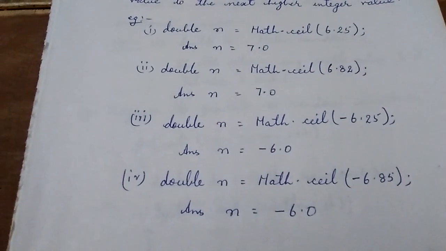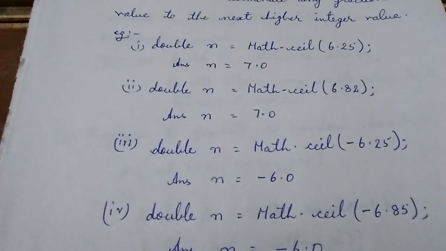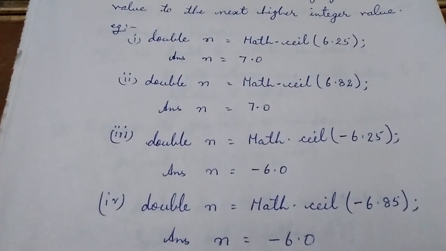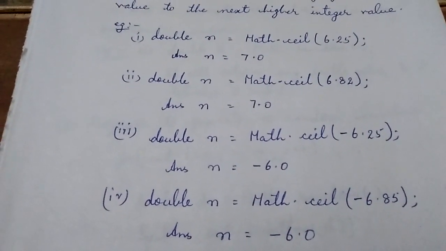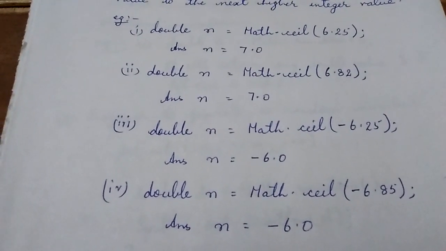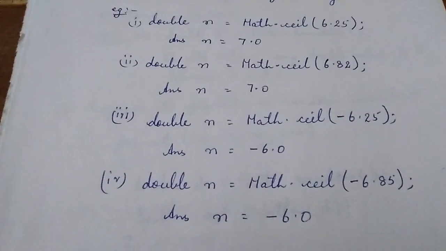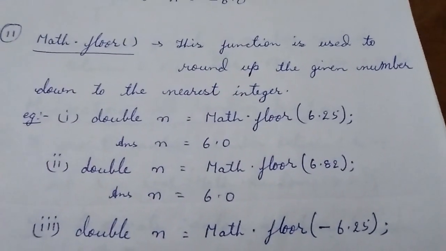The whole thing is summarized as: the ceil function does not have any variation of 0.5 greater or lower. If it is more than the whole integer value, even by a one fraction value, it will convert to the next highest integer value. The next function is floor.